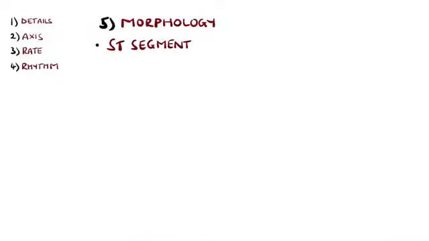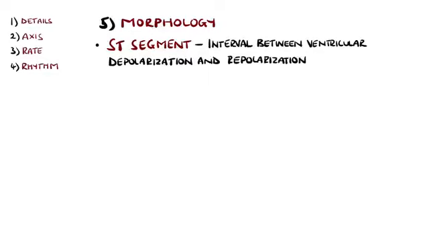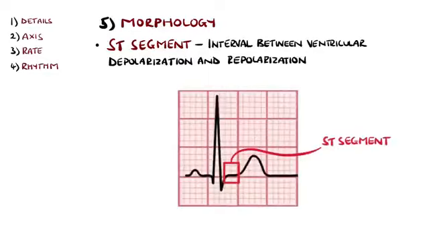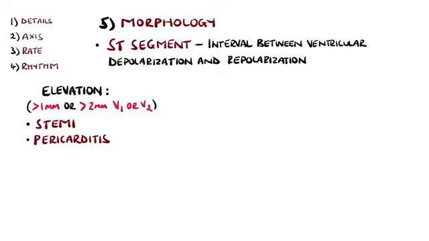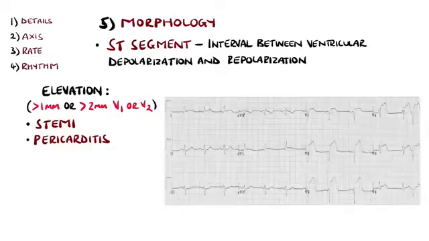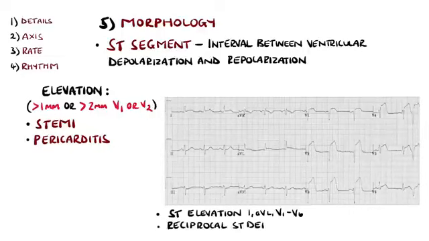The ST segment is next, representing the interval between ventricular depolarization and repolarization. It extends from the end of the S wave to the start of the T wave. This is a famous part of the ECG, as elevation of this segment may indicate an ST elevation myocardial infarction, as well as other conditions like pericarditis. In cases of ST elevation, it's important to look for reciprocal changes in opposite leads. For example, ST elevation in anterior or lateral leads may have reciprocal ST depressions in the inferior leads.